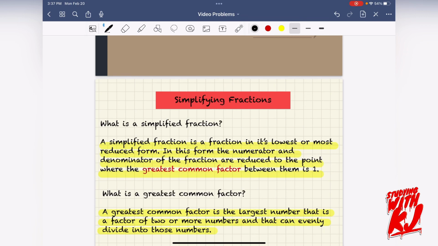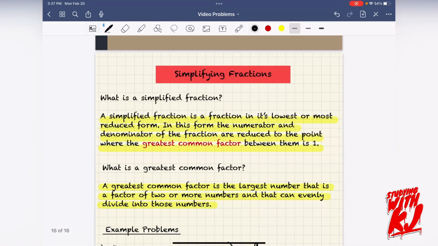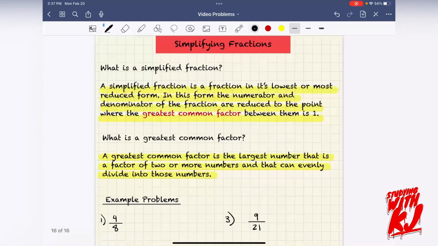In this form, the numerator and denominator of the fraction are reduced to the point where the greatest common factor between them is 1. So what is the greatest common factor? A greatest common factor is the largest number that is a factor of two or more numbers and that can evenly divide into those numbers. So now that we have that out the way, let's get into some example problems.